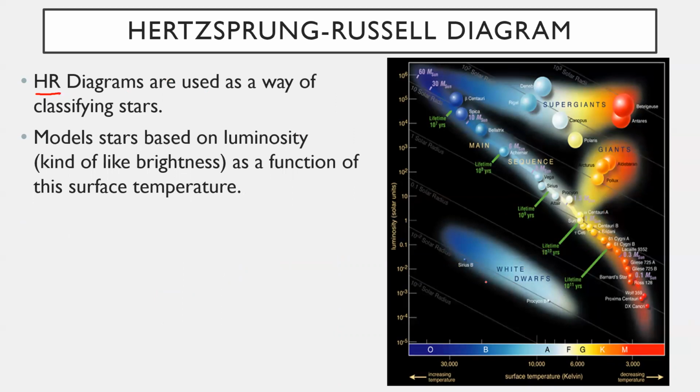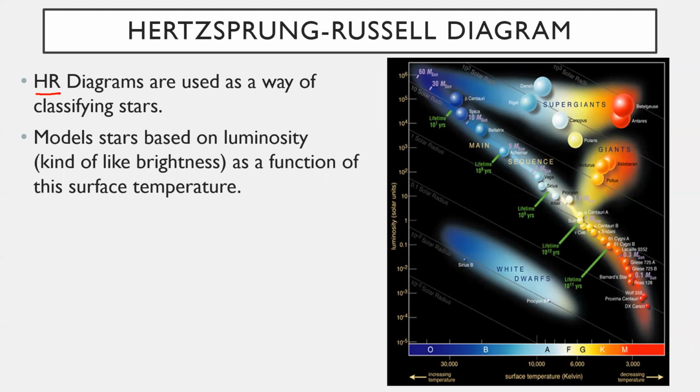And what this diagram shows is it's basically a model of a star's temperature, which is along the x-axis down here, compared to its luminosity, which is kind of like brightness. It's a little bit different than that. I could explain it if you want to come into the Zoom and I'll tell you the difference. We don't really need to know, but it's kind of like brightness. So yeah, that's what this is really showing.